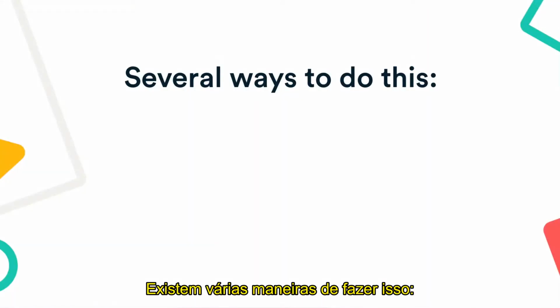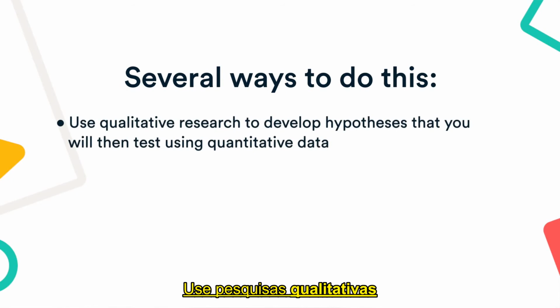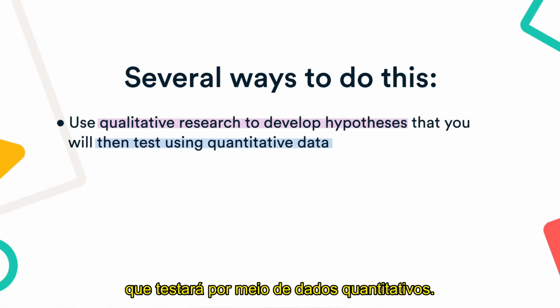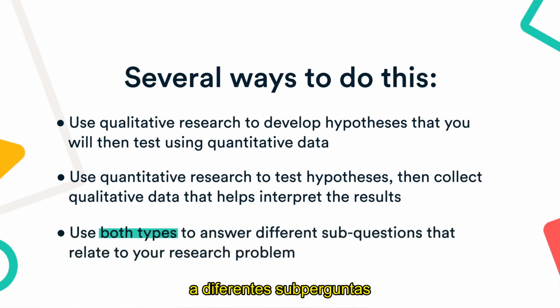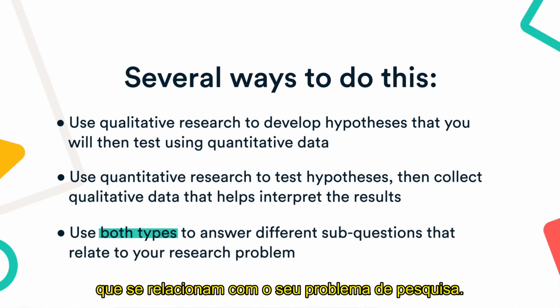There are several ways you might do this. Use qualitative research to develop hypotheses that you will then test using quantitative data. Use quantitative research to test hypotheses and then collect qualitative data that helps interpret and contextualize the results. Use both types to answer different sub-questions that relate to your research problem.